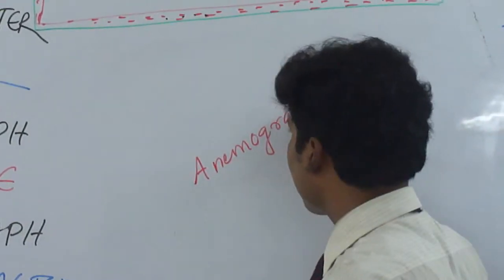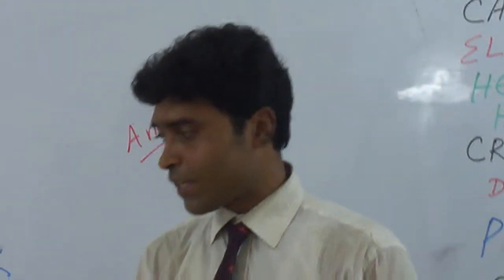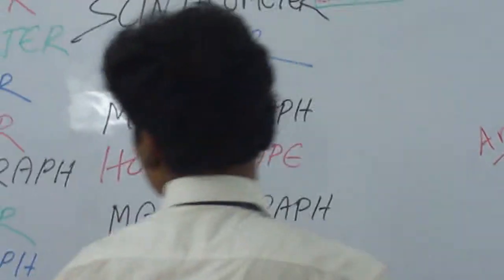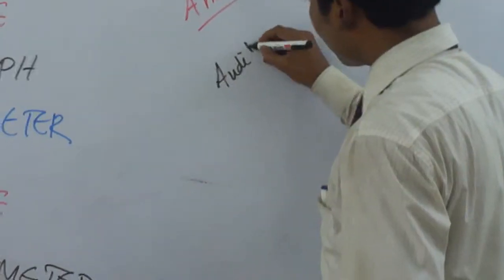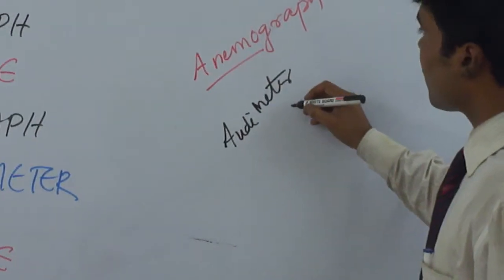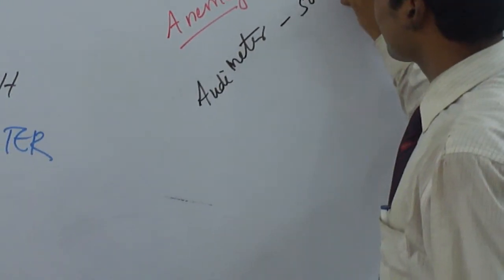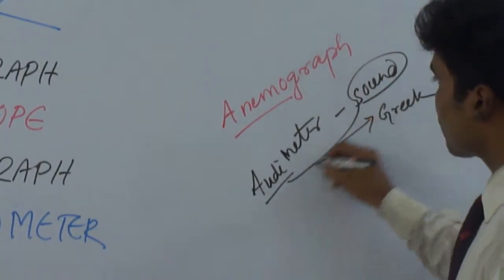Right. Next one is your anemograph. Anemograph, just see. Anemometer means one instrument used for calculating wind speed. So you have to keep in mind the wind speed so that it will help you. Another thing is audimeter. What is audimeter actually? Audimeter means something which is used for measuring sound. Okay, audimeter means sound in Greek literature. So audimeter.